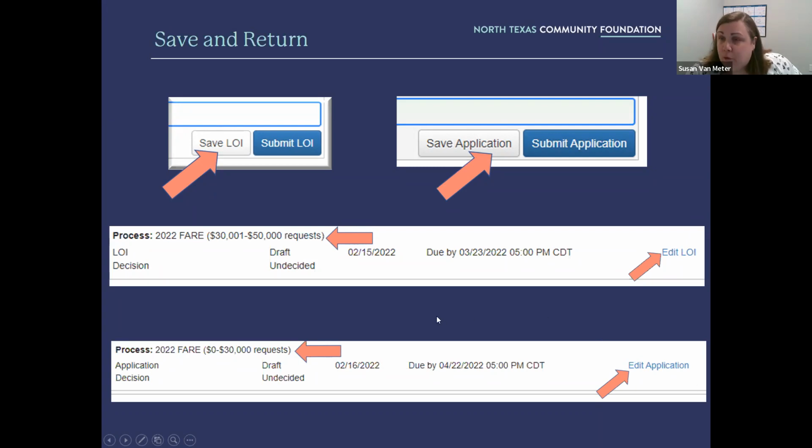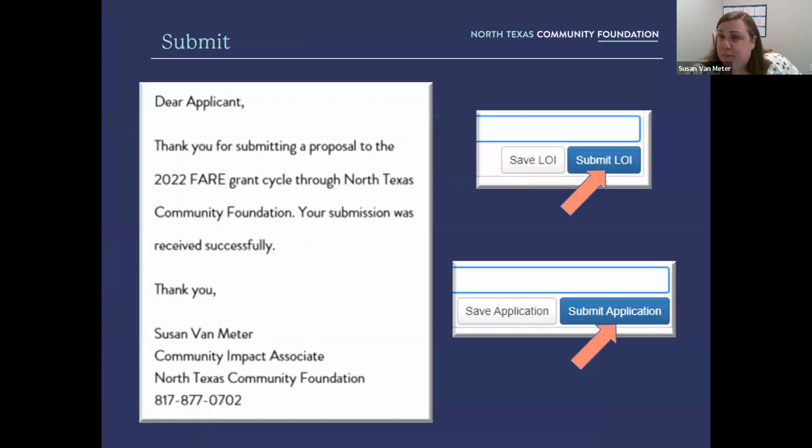In your applicant portal, once you've saved your LOI or saved your application, when you return, you're going to see edit your LOI or edit your application. That's what you're going to click on to take you back to your application to continue filling it out. Then once you click submit on your LOI or submit on your application, you're going to receive a generated email to let you know that your LOI or your application has been received by the Community Foundation, and that we'll be back in touch with you soon to let you know the outcome of your application.